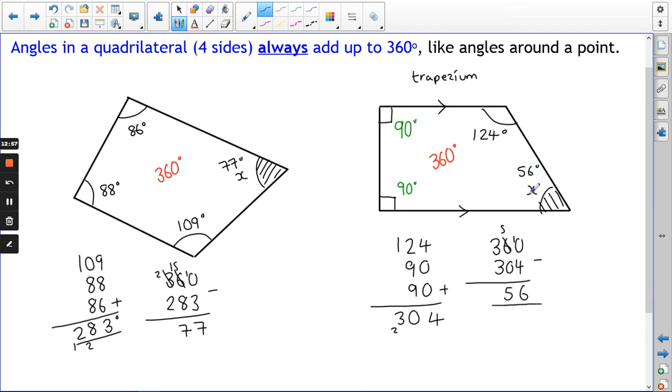That's everything you need to know about quadrilaterals. There are some special ones, but you don't need to know about them just yet. You just need to know that they add up to 360, and look out for the squares that mean 90. Make sure you include them in your workings.